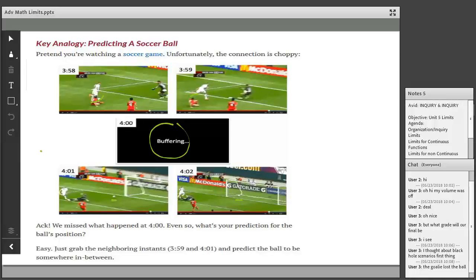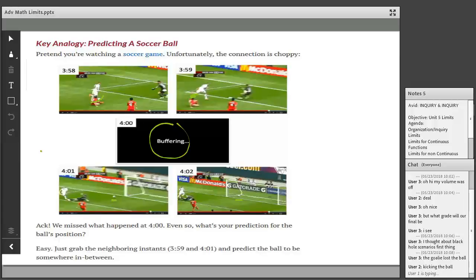The goalie lost the ball. Well, yeah, the goalie did lose the ball, but what was this guy and that guy doing? What did he do to get the ball from there? Kicking the ball. Thank you.